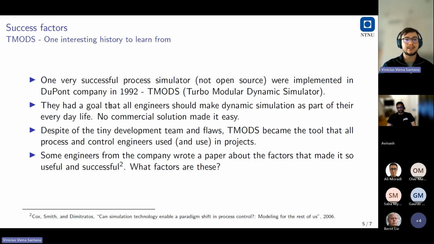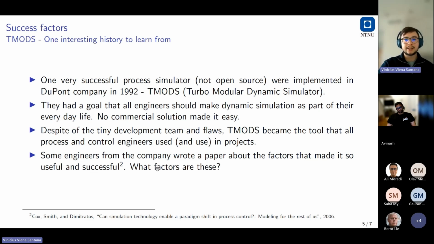However, they were not satisfied with any commercial solution, and they decided to do their own. And despite the tiny development team and flaws, TMODS became a tool that all process control engineers used in the past and still use for their projects. Some engineers from the company wrote a paper about this software, highlighting the points that they believe made TMODS so successful and useful within the context of chemical process simulation.